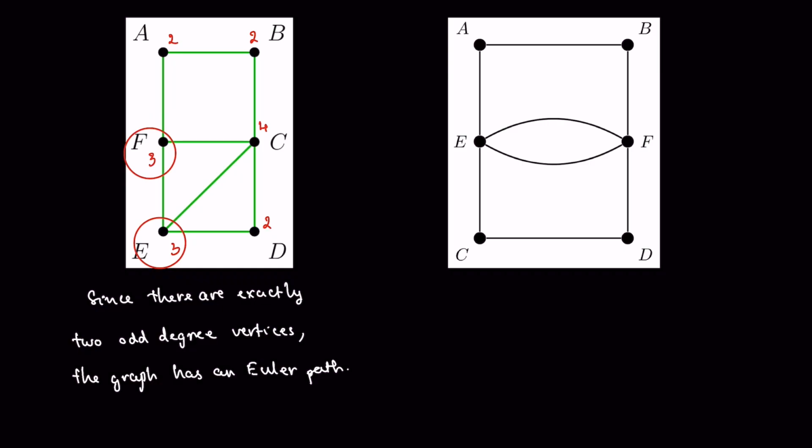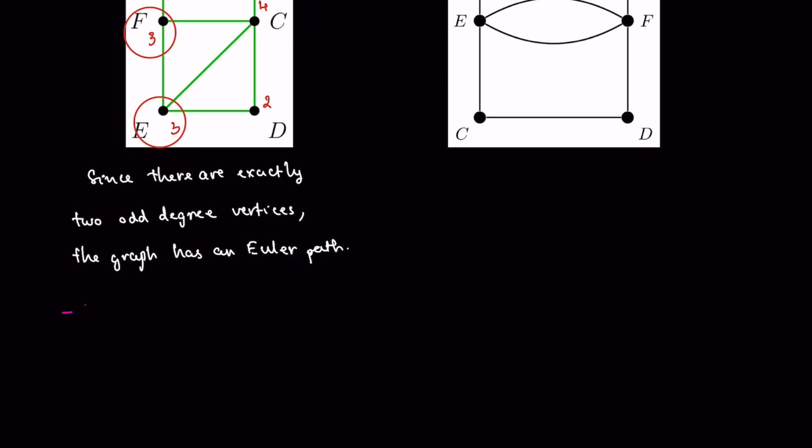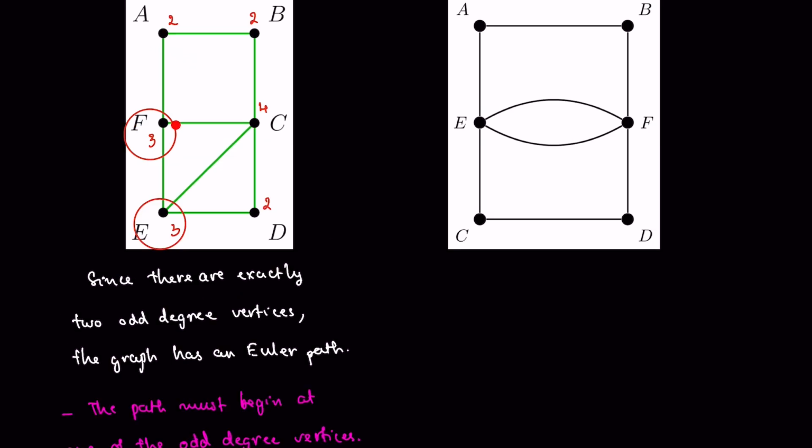Alright, and also I want to answer the question: where do you start on an Euler path? The path must begin at one of the odd degree vertices. So I want to give a remark here that the path must begin at one of the odd degree vertices. In the example earlier, the solution started at the vertex F. You can also have another solution where you start the path at E, which is also an odd degree vertex.